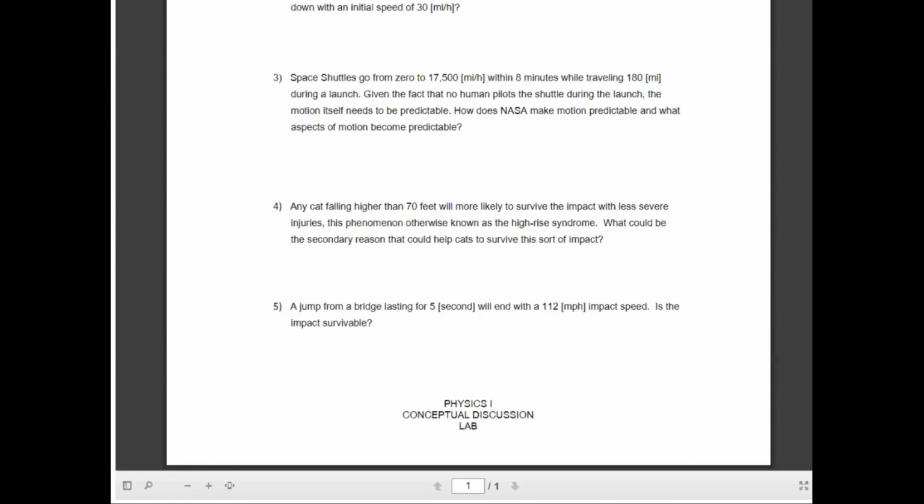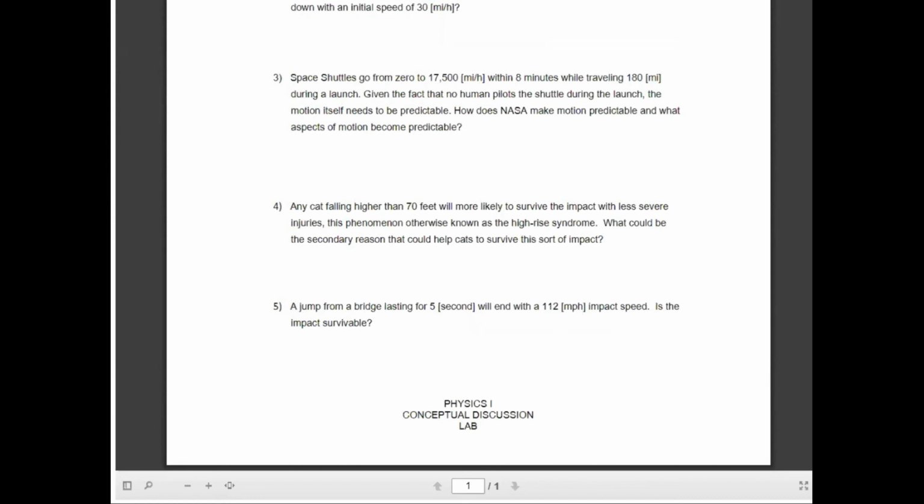I'll come up with a shorter answer because I've been just rambling all over the place. So jump from a bridge lasting for 5 seconds. We'll land with 112 mile per hour impact speed. So which means that you're hitting water at 112 miles per hour. Is the impact survivable? The answer to that question is it depends on the acceleration, and it depends on how you hit the water. Worst case scenario is survivable, and so is the best case scenario.